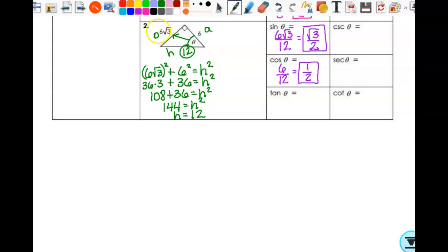Tangent is opposite over adjacent, so that's 6 square roots of 3 over 6, which is just the square root of 3. Any questions at this point?